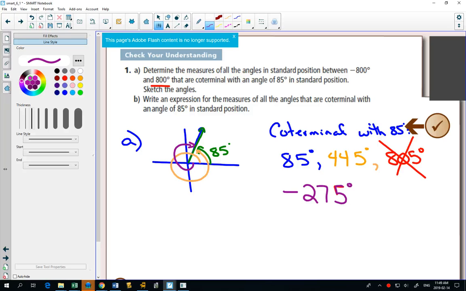degrees. What would happen if you subtracted 360 degrees again? Need a color I haven't used, black. If I subtracted 360 again, I'm going to get negative 535 degrees. What would that look like? Once around and then end there.